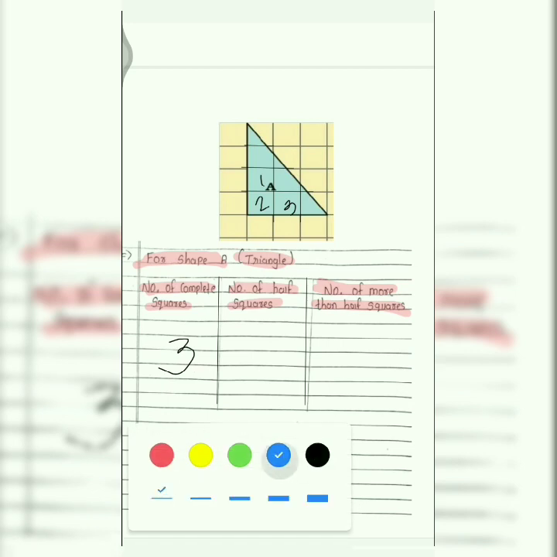Triangle. I have written it for information, you can write it. Okay. We will draw 3 columns: number of complete squares, number of half squares, and number of more than half squares. Okay. Pay attention here, students. First of all, we will count the number of complete squares, which are 1, 2, and 3. How many complete squares are there? 3. So we will write over here 3. Getting it or not? How many complete squares are there? 3.